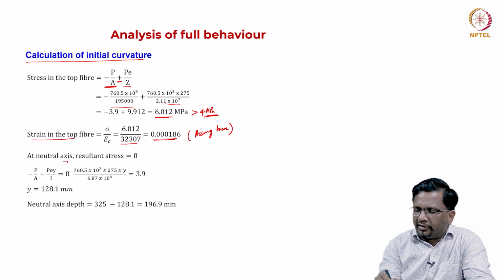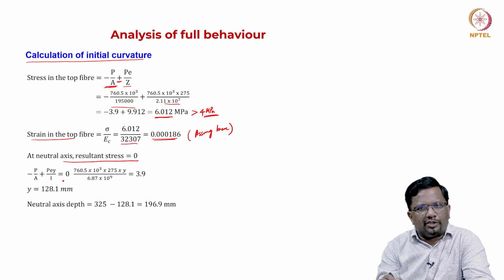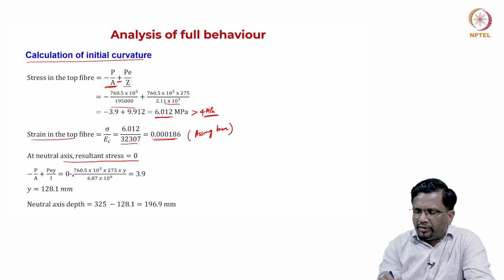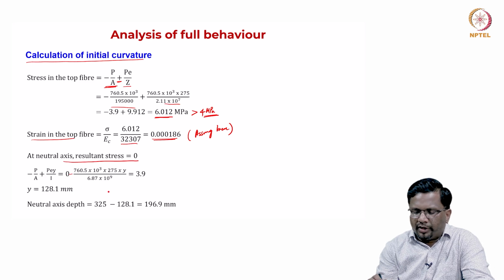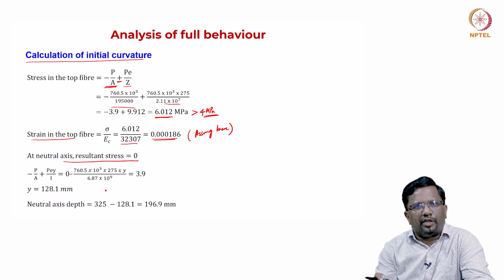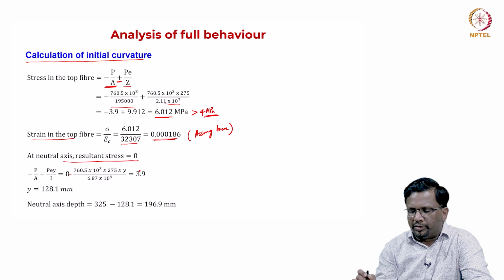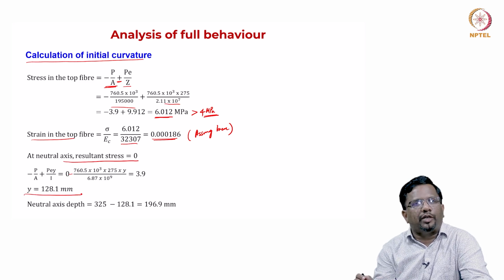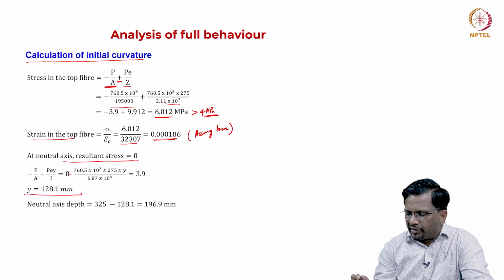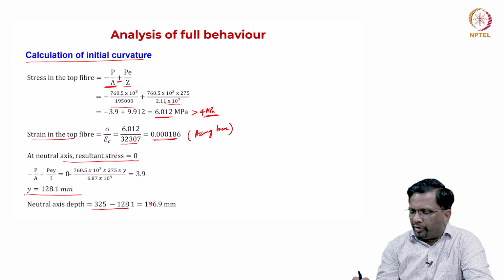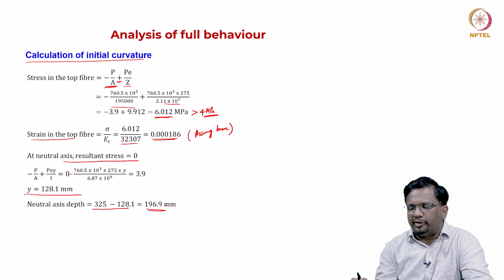Now, at the neutral axis the resultant stress has to be 0. So, if you substitute that stress equation for a distance y, the stress has to be 0, then it is going to be minus P by A plus P E into y by I is equal to 0, and you can see that P by A is 3.9. So, y works out to be 128.1 millimeter. So, the neutral axis depth is 325 minus 128.1, which is 196.9 millimeter.